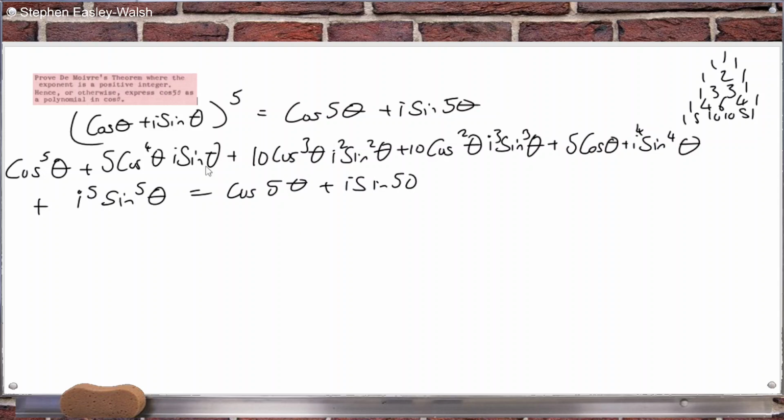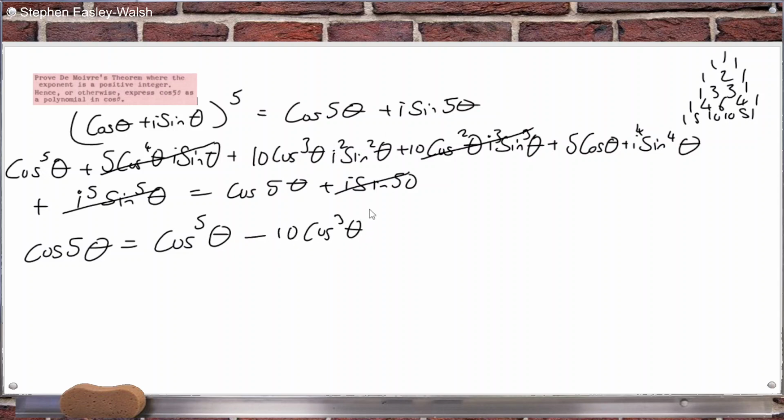We only care about the real components. So that's imaginary, let's forget about that. That's imaginary, let's forget about that. So we'll have cos 5 theta equals cos to the power 5 theta, which is fine, minus, because i squared is minus 1, 10 cos cubed theta, which is fine, but then sine squared, which is not fine, but we can change that into 1 minus cos squared theta.